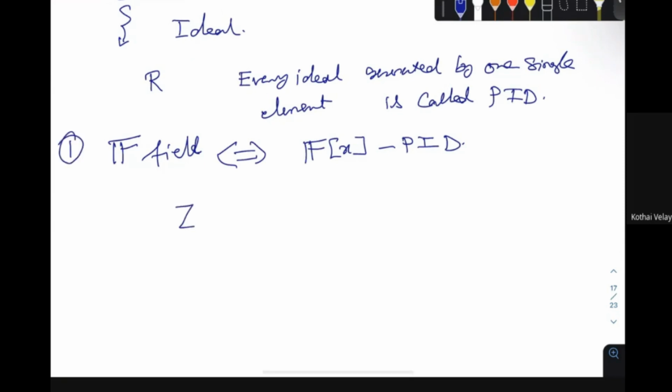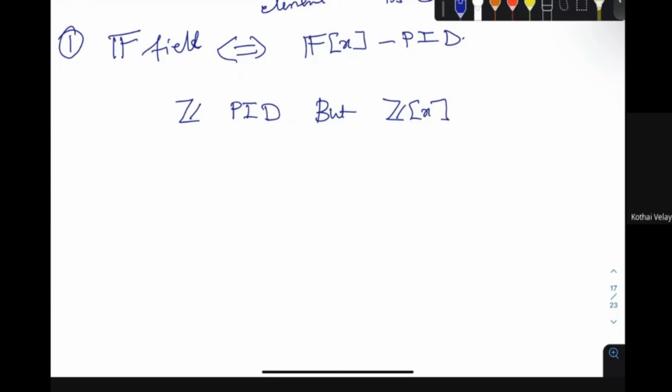Okay, so Z is actually a PID, but Z[x] is not a PID. Remember that. Because of this theorem, F[x], or let me put R instead of F, R is a field if and only if R[x] is a PID. So we have an example where Z is not a field but is a PID, but Z[x] is not a PID because Z is not a field.